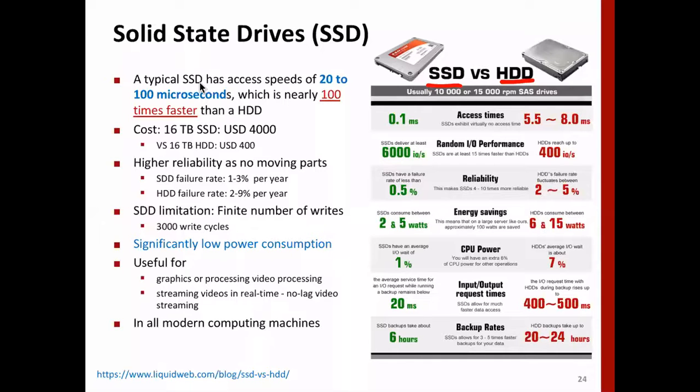Now this chart gives you a comparison of SSD versus hard disk drive, and we can see that SSD access speed is 20 to 100 microseconds, so it's basically 100 times faster than hard disk. However, the cost of this is higher than hard disk, but over time, once production increases and it becomes more popular, the cost will reduce. For example, still it's almost 10 times.